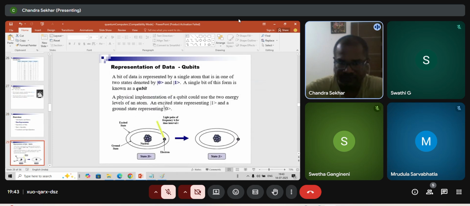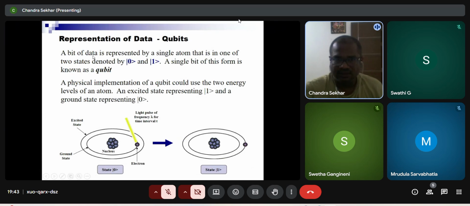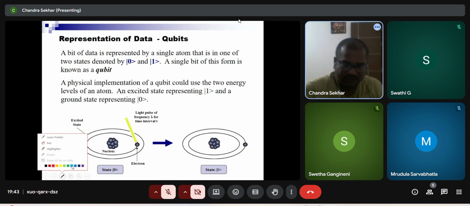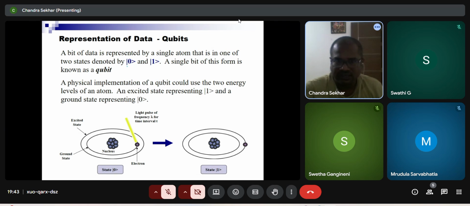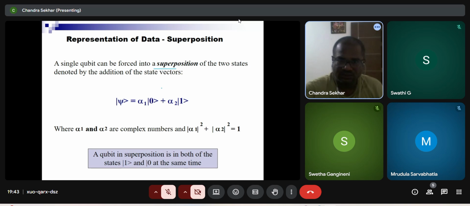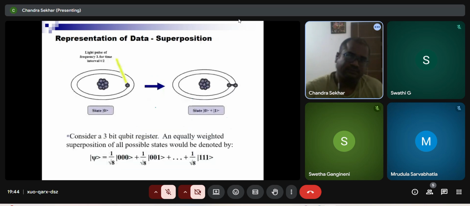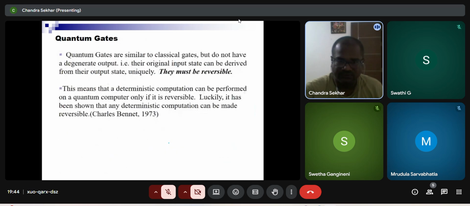So, data representation. We just studied that a bit of data is represented by a single atom, in one of two states denoted by this and this. Somehow they are using information and they are using a circle. Superposition is a combination satisfying the property that I'm considering both bit information. For 3-bit info, all these things we will study.